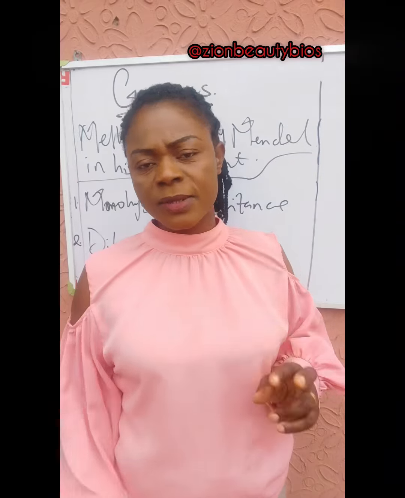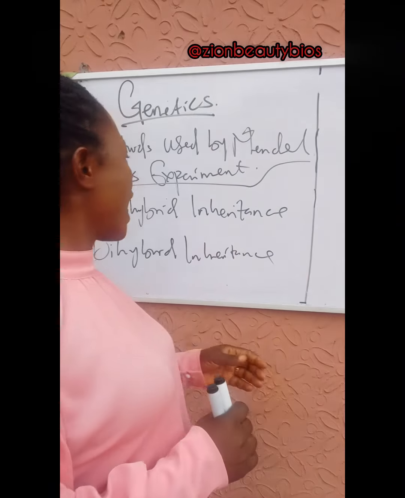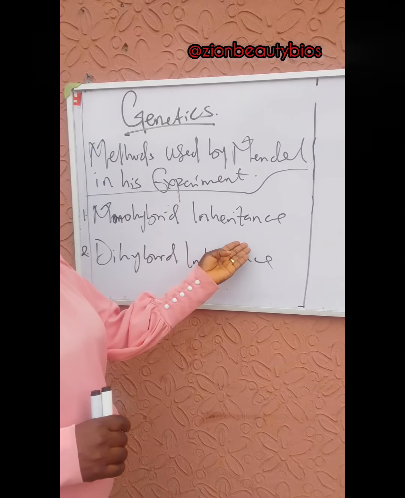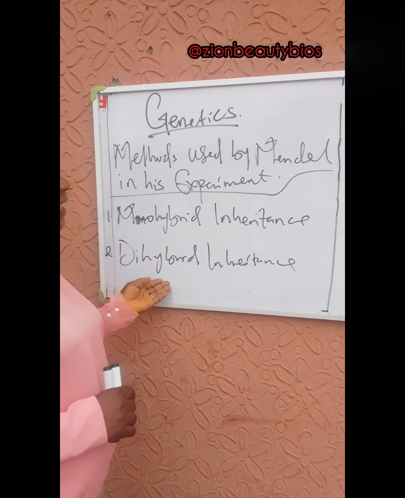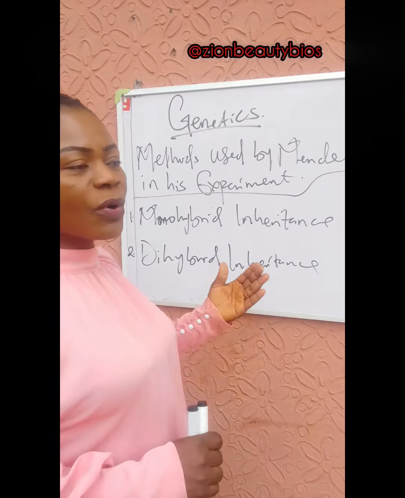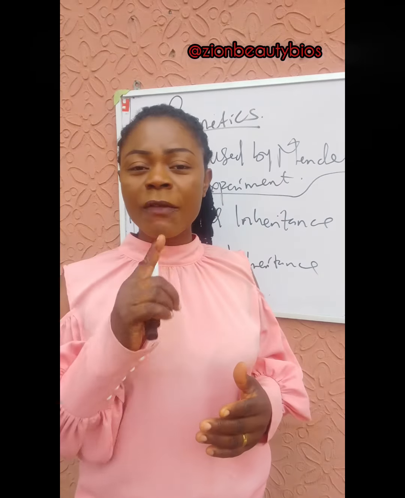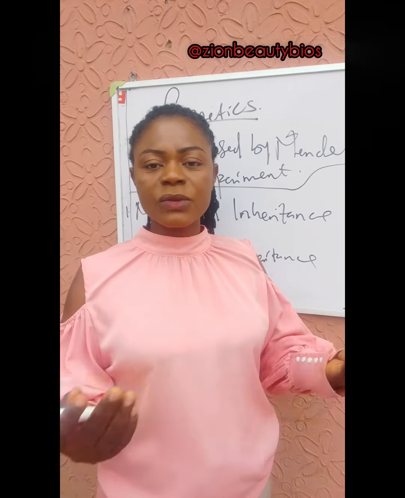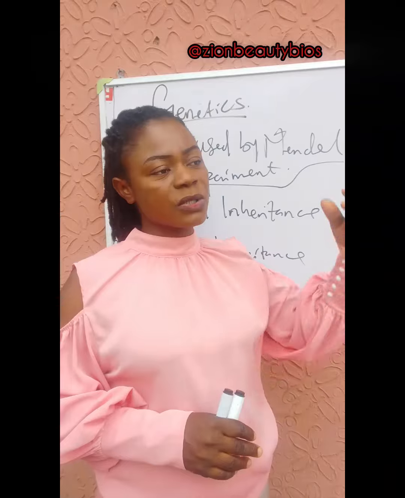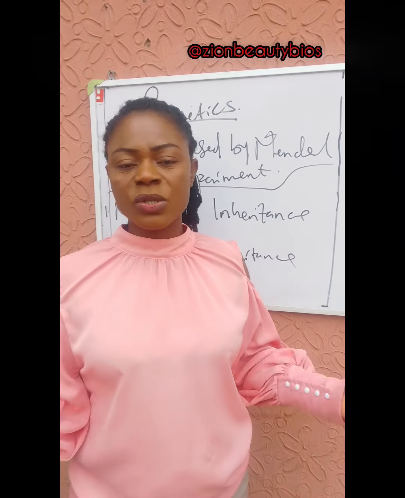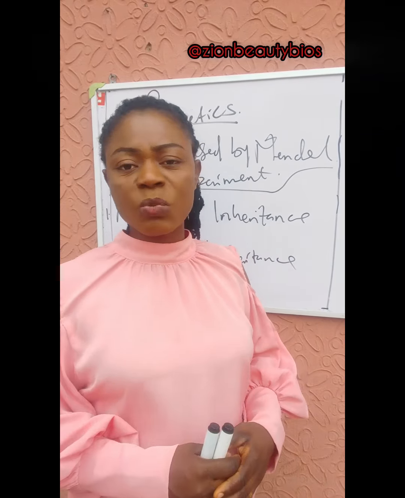And what are these two methods that Mendel used? One, we'll have the monohybrid inheritance, and two, we have the dihybrid inheritance. In monohybrid inheritance, here we have two different plants having one contrasting character. Like he used two different plants, a plant that is tall and one that is short. He tried to crossbreed these two plants to see what the offspring will be like.